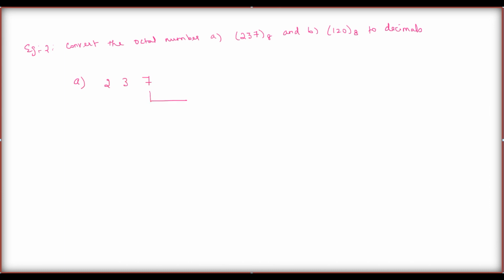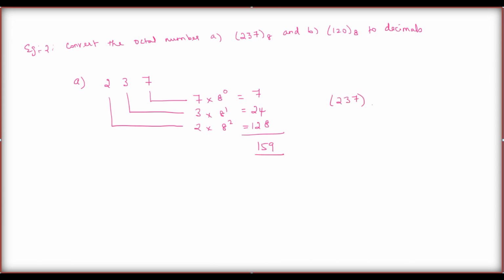Next we multiply with 8 and add the powers: 7 into 8 power 0, then 3 into 8 power 1, then 2 into 8 power 2. So what is that answer? We get 7, then 8 into 3 is 24, then 64 into 2 is 128. Then we add and get 159. So 237 octal is equal to decimal 159 base 10.